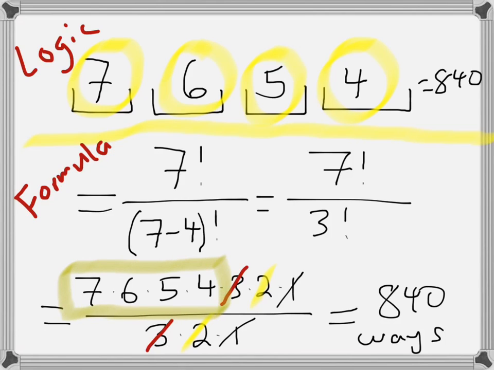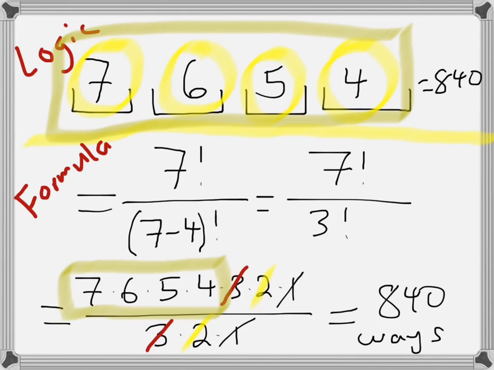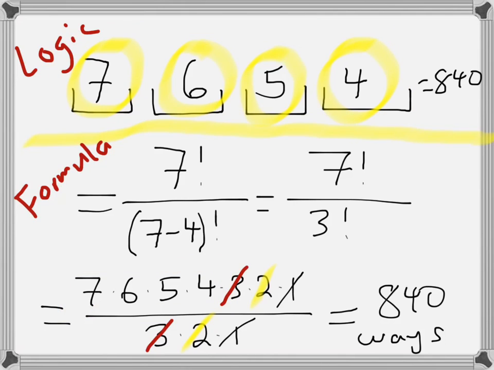That 6 times 5 times 4 is right there. Isn't that beautiful? So 7 factorial just means 7 times 6 times 5 times 4 times 3 times 2 times 1. 3 factorial is 3 times 2 times 1. And then we cancel out the 3's and the 2's and the 1's, giving us the 840.